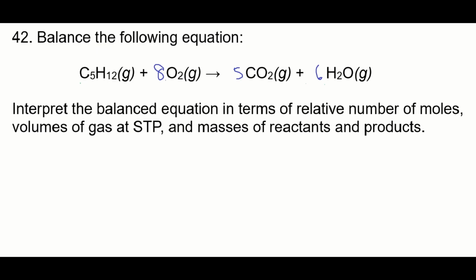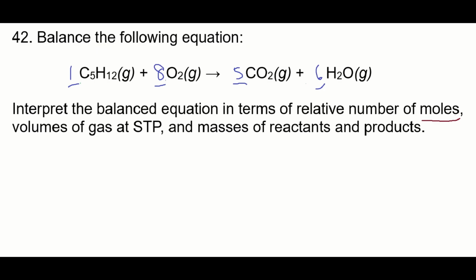Now, let's go on to interpreting the balanced chemical equations. There are several ways you can interpret a balanced chemical equation. The first way is by interpreting these coefficients. Let me put a 1 here just for visual purposes. We got 1, 8, 5, and 6. You can interpret those coefficients as moles. That's where we get mole ratios from.